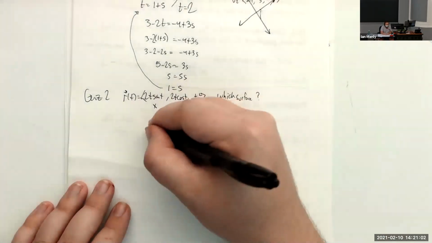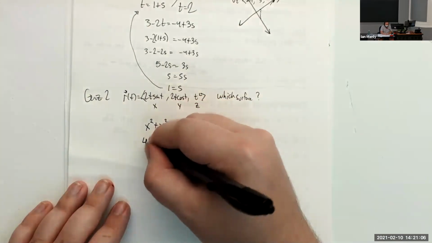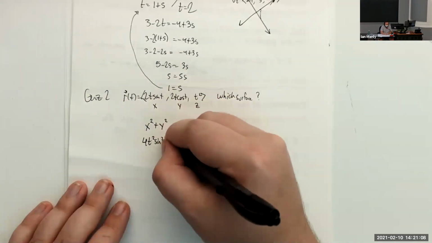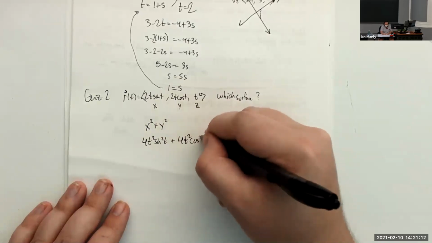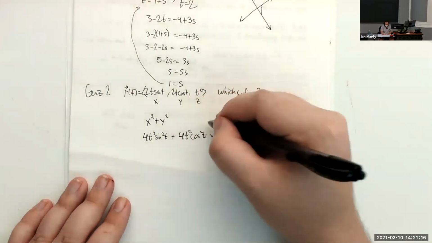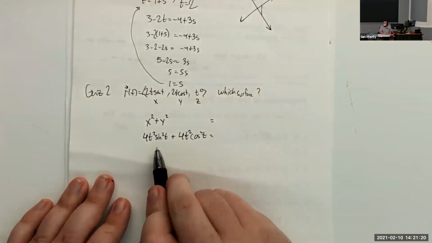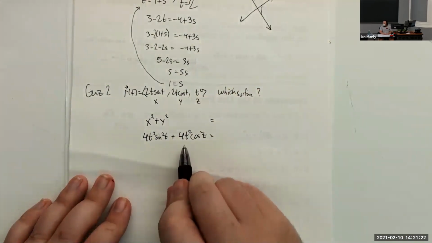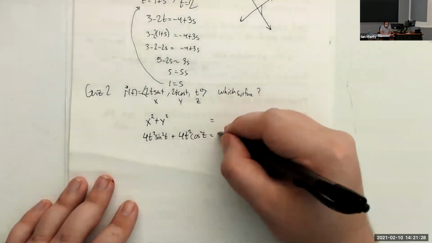and see what happens. So I have x squared plus y squared, which is going to be 4t squared sine squared plus 4t squared cosine squared. Okay, so here's the xy version, here's the t version. So what does this end up simplifying to? What is this going to be? 4t squared is right.